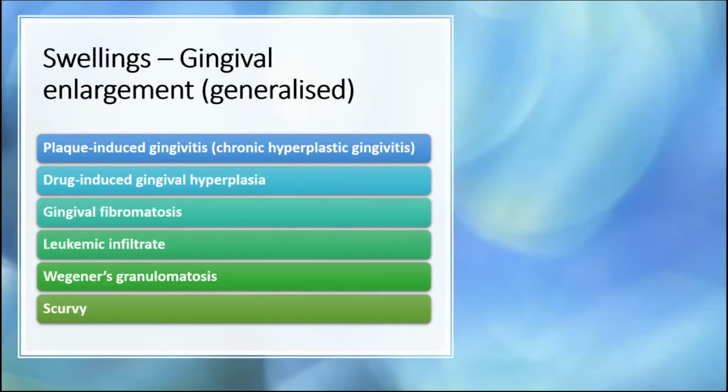It is rare, but sometimes, especially in adolescents, it can be diagnosed, and the first presentation can be the gingivitis. Another generalized swelling of the gingiva presents with Wegener's granulomatosis. It's called strawberry gingivitis, and scurvy as well, which hopefully we don't see a lot these days.